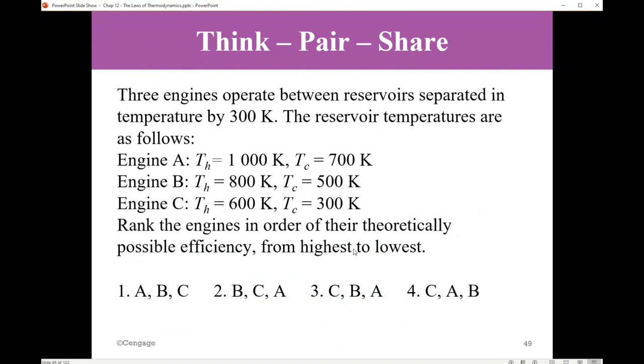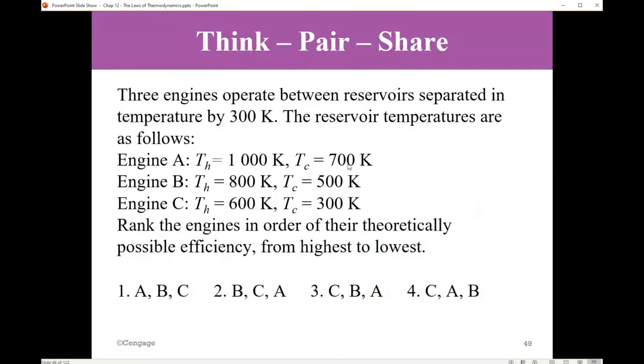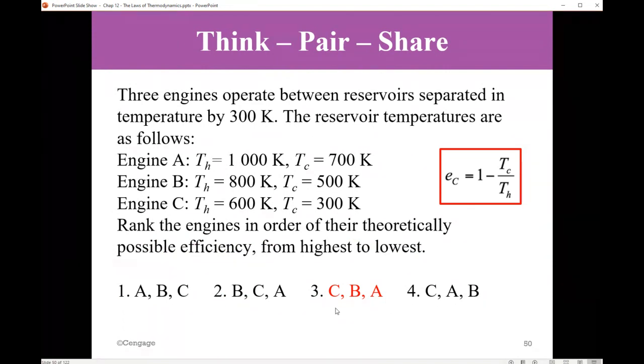To solve this problem, you need to use this equation for the efficiency, because this is the highest possible efficiency. We know TC, we know TH for these 3 engines. So when you do the math using the efficiency equation, you get this result: CBA. C is more efficient than B. B is more efficient than A.